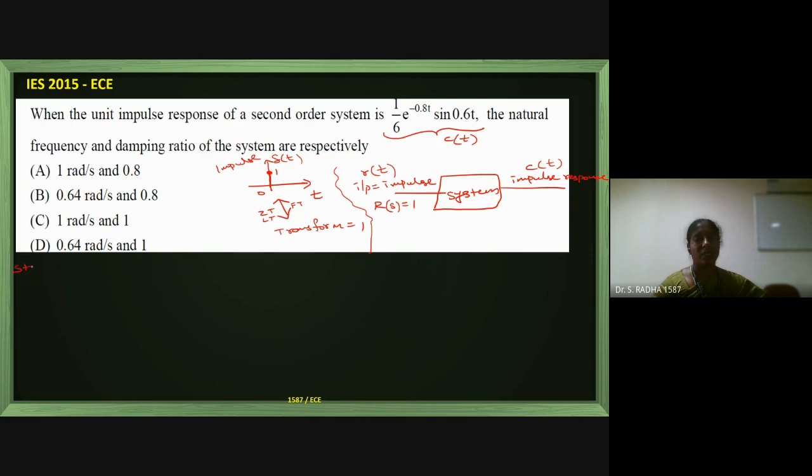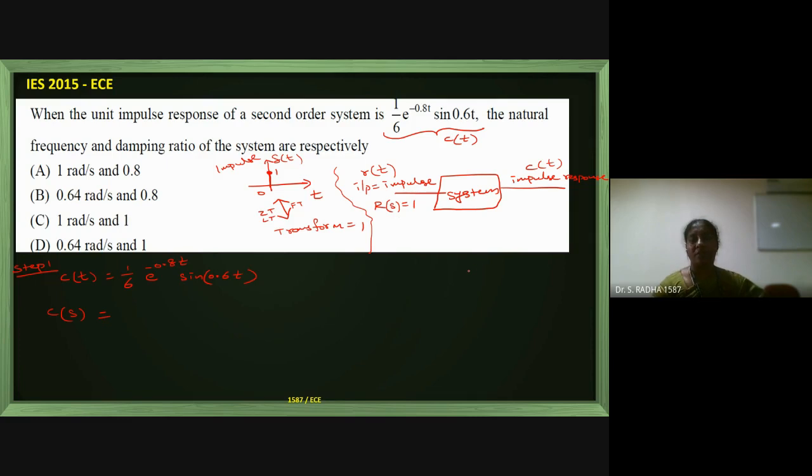I am going with the step 1 solution. C of t is given, which is 1 by 6 e power minus 0.8t sine 0.6t. We have to find C of s.